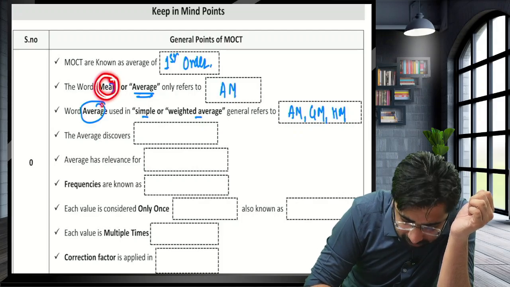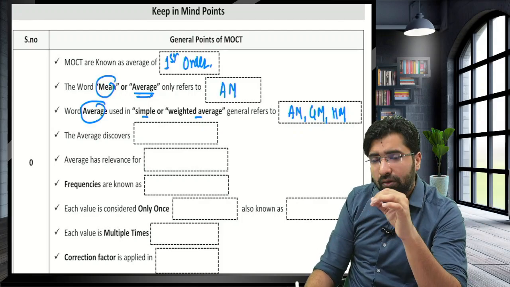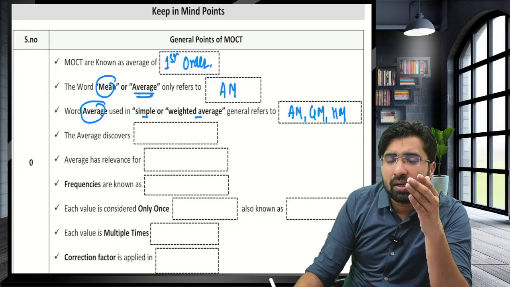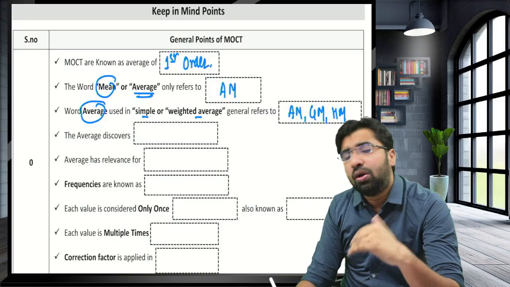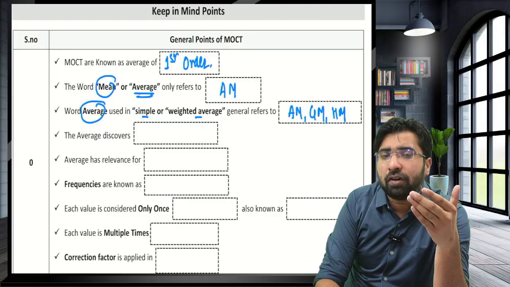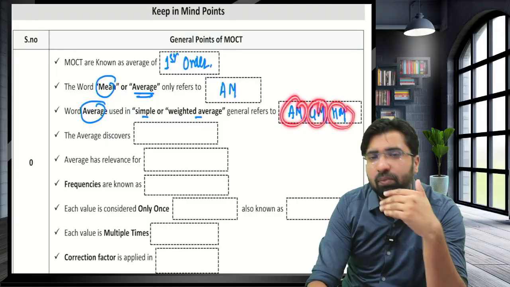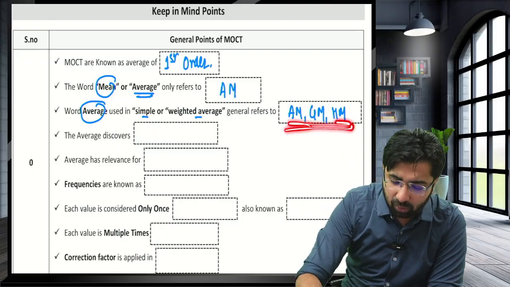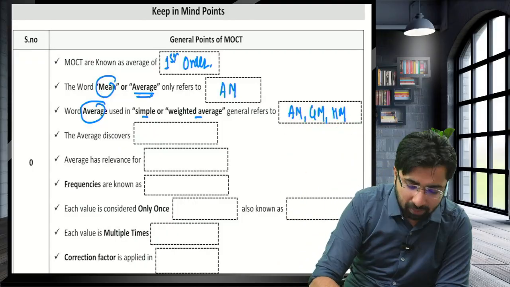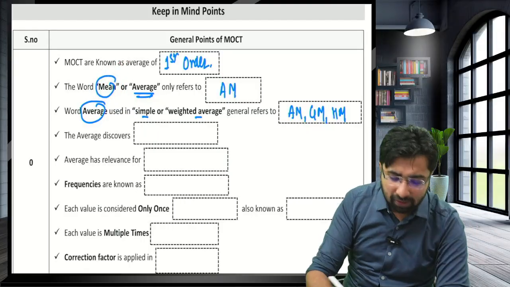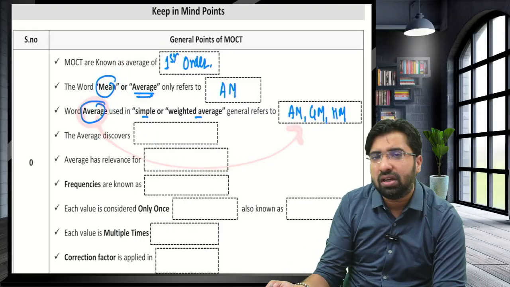If I am asking the word usually mean, the word mean usually means, and in the options I give you arithmetic mean, median and mode, go for arithmetic mean. But if I ask you the word average usually refers to, go for AM, GM and HM all. Guys, are you getting the point? It depends on how the options have been given. If I've given all these three, go for this. But if I specifically give the word mean, it is only AM. If I give only the word average, it is for AM, GM and HM.